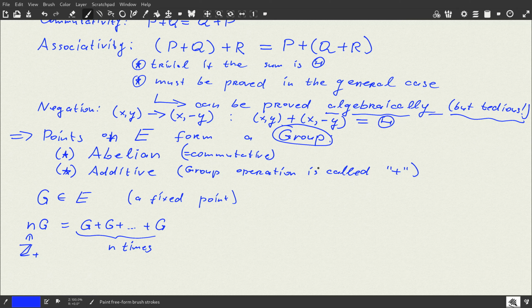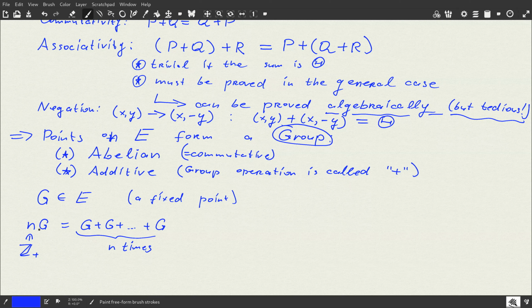I think in the next lab, your task will be precisely to implement, given a certain elliptic curve, multiplication of a point by an integer.